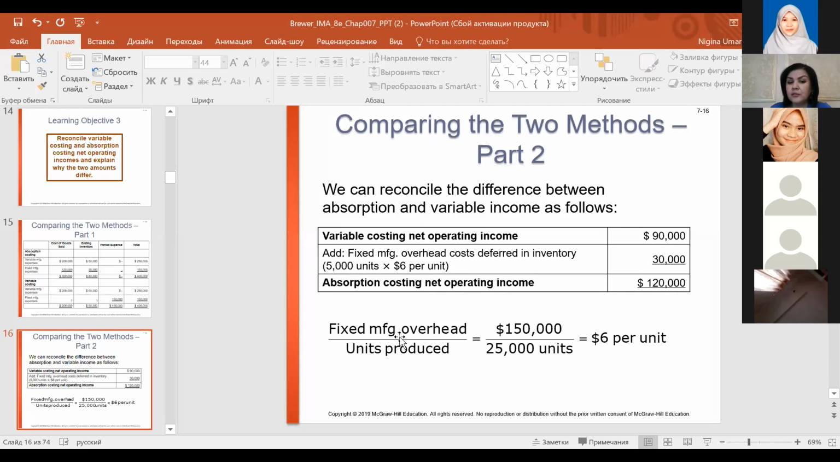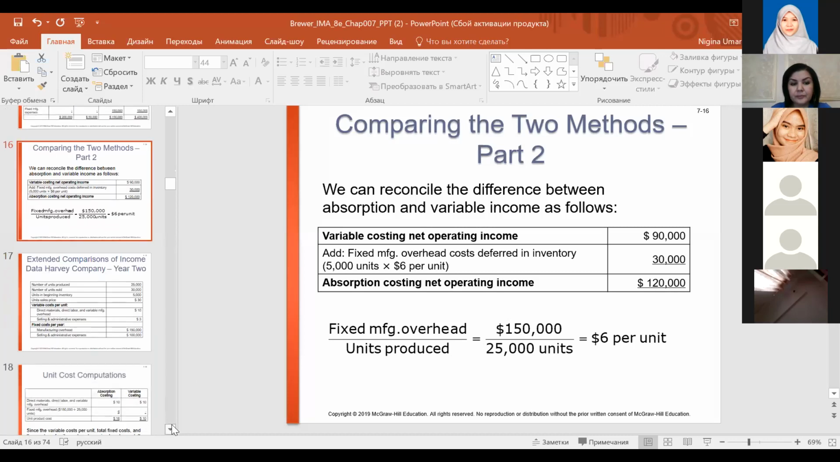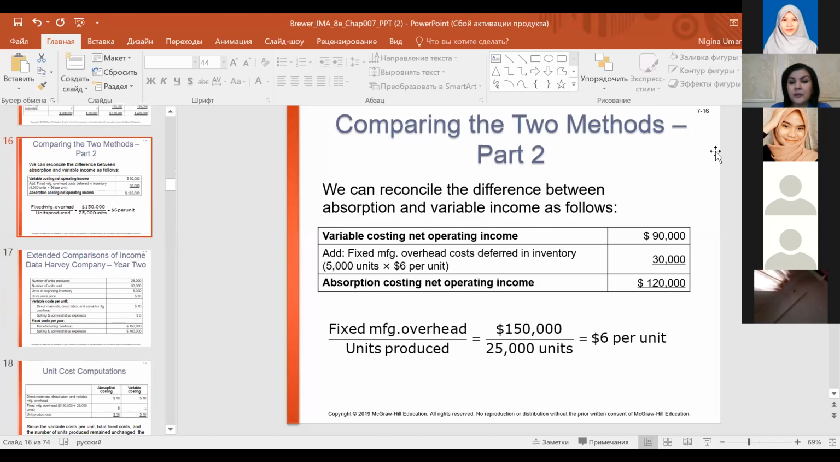How to calculate fixed manufacturing overhead per unit? I told you that total fixed manufacturing overhead we divide by the number of units produced. It is $6. Okay, are you getting me, students? Do you understand? Yes, miss.